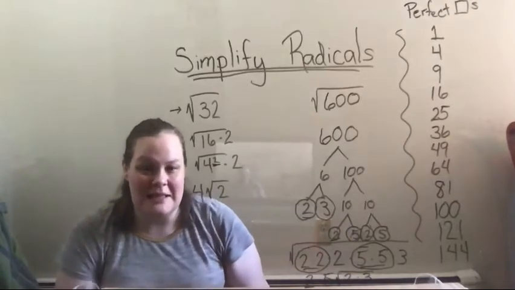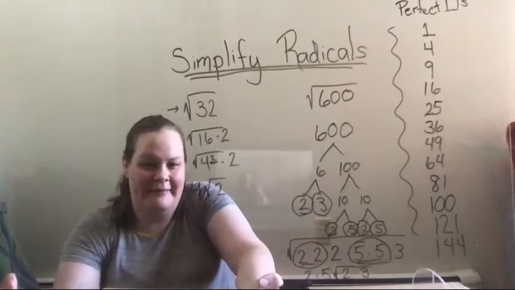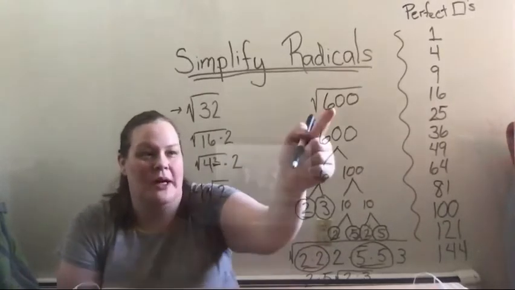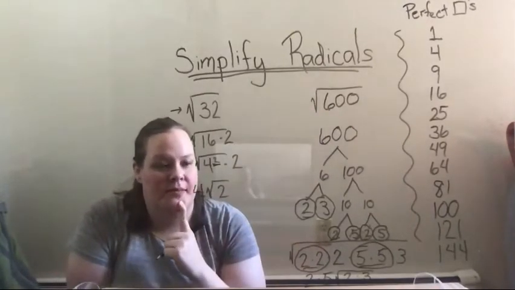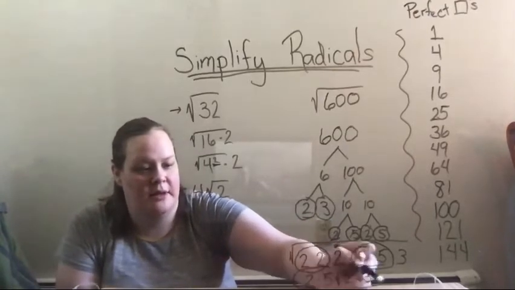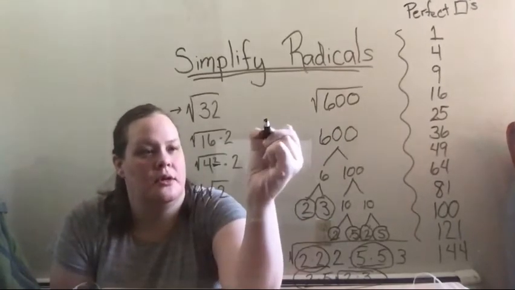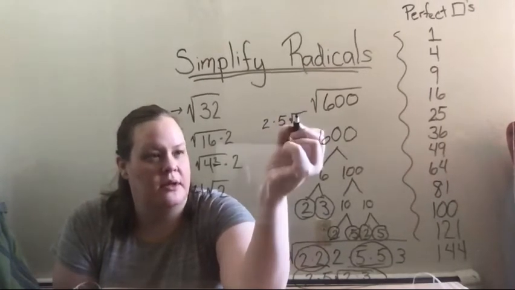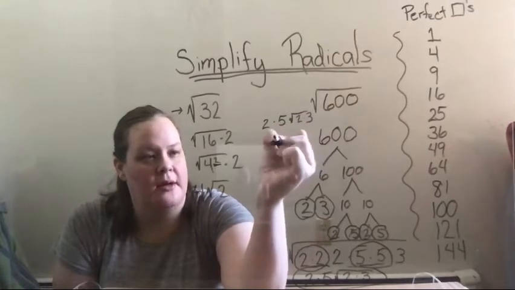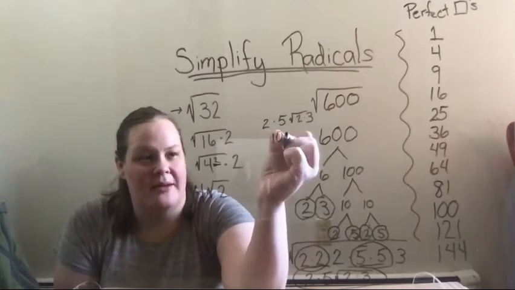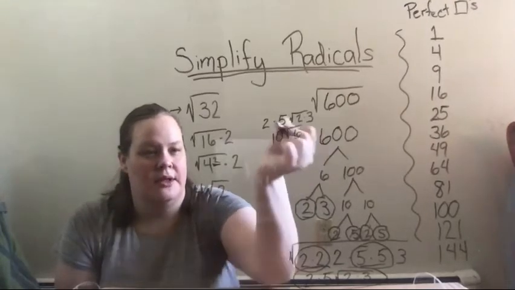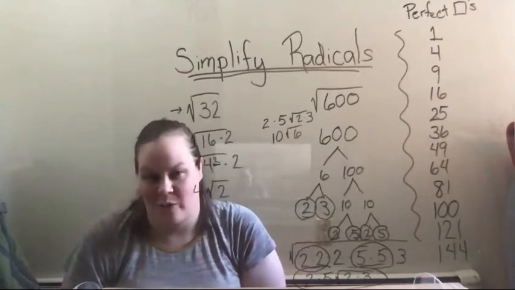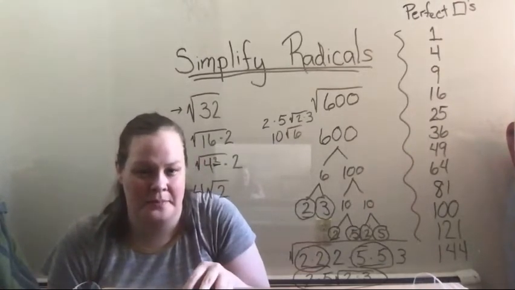So what this means is the square root of 600 is really this, that 2 times 5 times the square root of 2 times 3, or we multiply those things back together, 10 times the square root of 6. Okay, another strategy that you may use, but by no means is the one that you have to use.